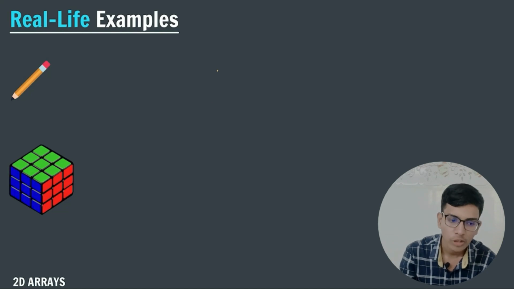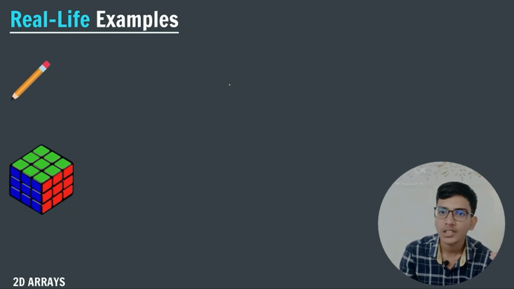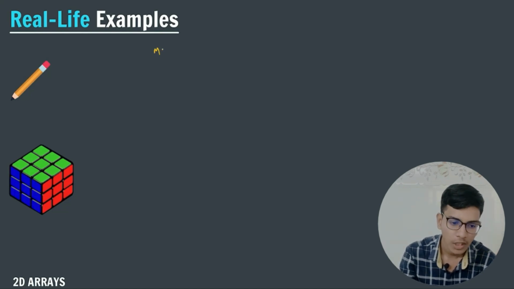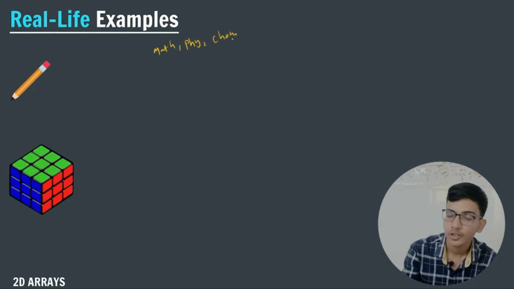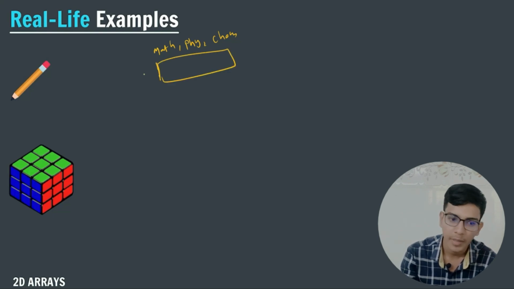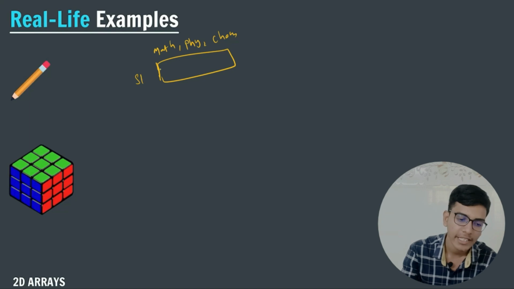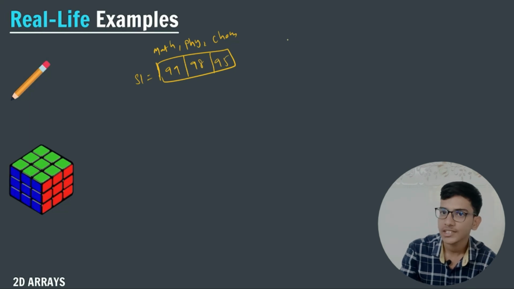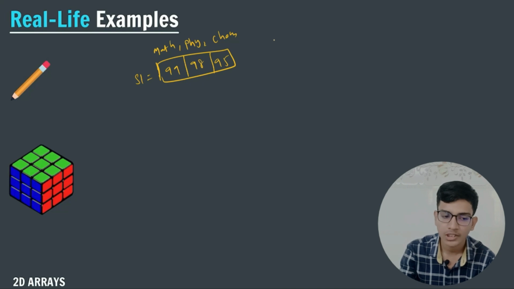Suppose I want to store the maths marks, physics marks, and chemistry marks. How can we store them? We can simply create an array. If I want to store the marks of a particular student, let us consider student S1, then I will create maths marks, after that physics marks, after that chemistry marks. This is how I am going to store the marks of one particular student.